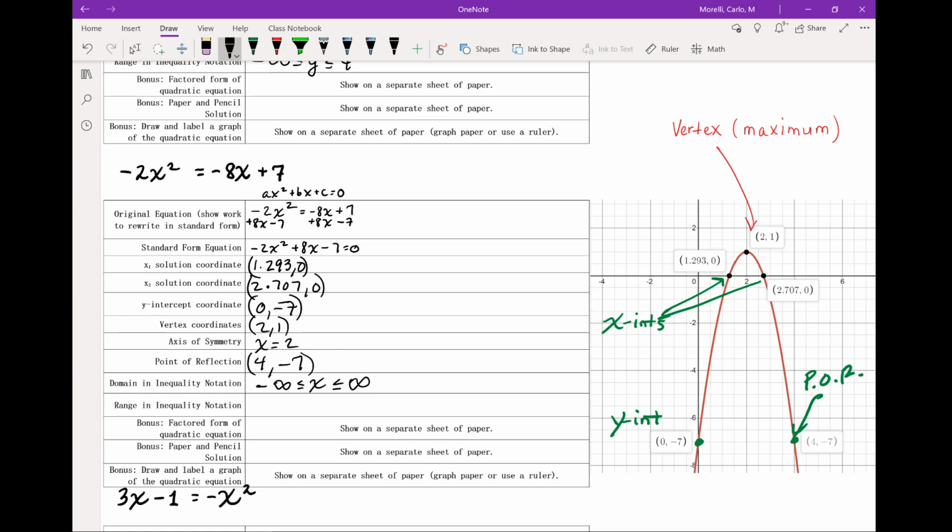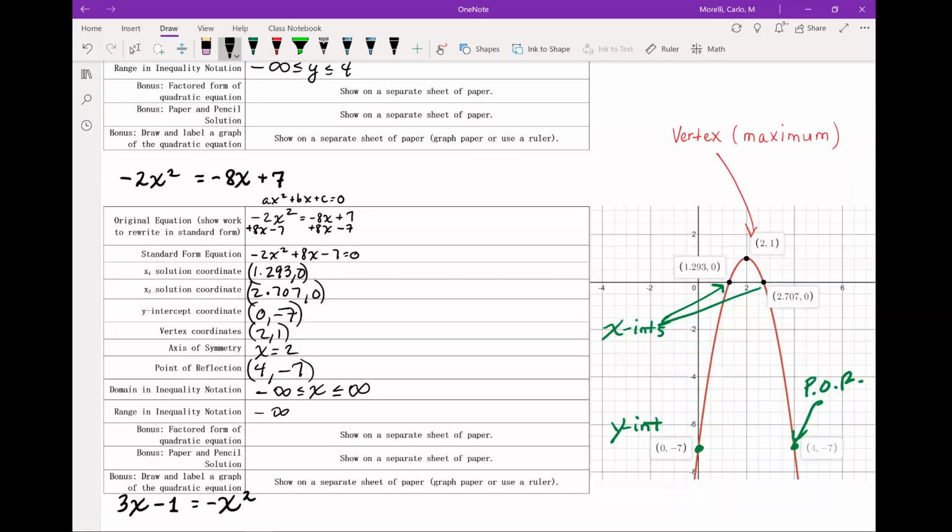Does the range always have to start with negative infinity? No. No. So when it's a maximum, it's going to be negative infinity less than or equal to y, less than or equal to the y value of the vertex.